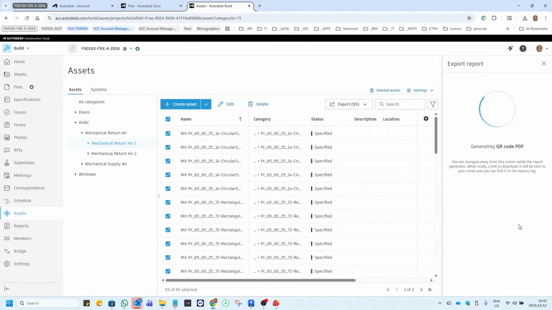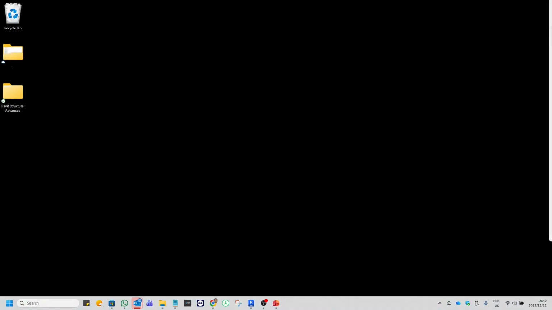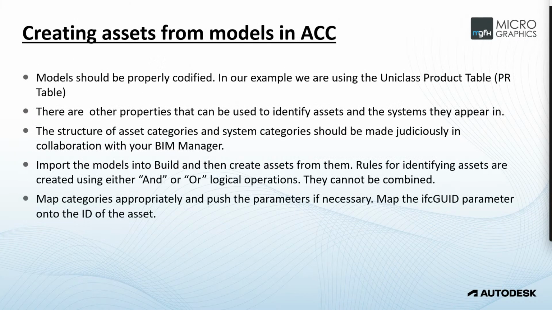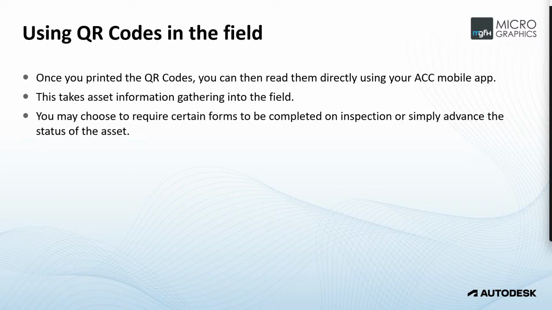Let's run the report. And that should then be QR codes to PDF, which you can then print on a barcode printer. So the big idea there, we've been through creating assets. The big idea is that you can actually do the management.